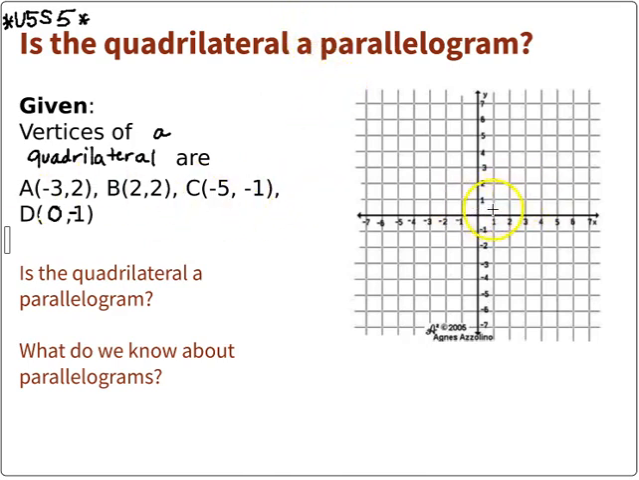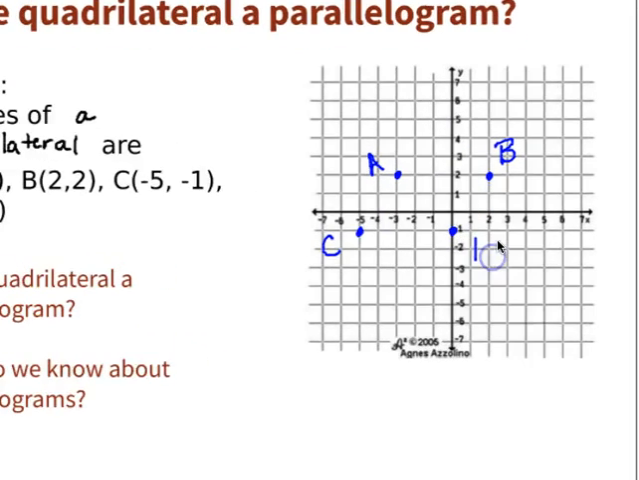So we're given 4 vertices. Let's plot those points. The first one is A at -3, 2. So let's plot that, mark it with an A. That's point A. B is at 2, 2. We're going to plot that and mark it as a B. C is at -5, -1. I'm going to plot that point. C, and then our last point D that we're plotting is at 0, -1.